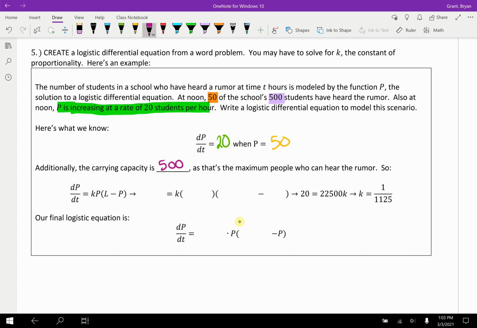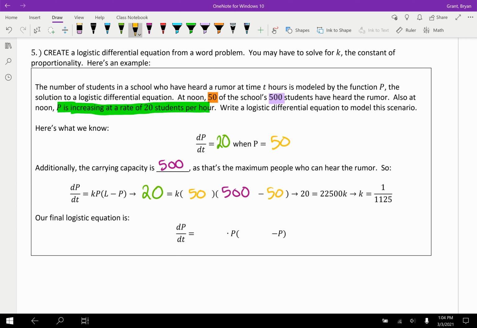So let's use our common logistic differential expression. We don't know K at this point, but we do know dP/dt is 20. K is unknown. P we know. P is 50. And we know the carrying capacity is 500 minus 50, right? At a certain time, we know all of these values, which is going to allow us to solve for K. When we go through, 500 minus 50 is 450. 450 times 50 is 22,500 equals 20. Dividing off the 22,500 gives us our constant of proportionality, 1 over 1,125.